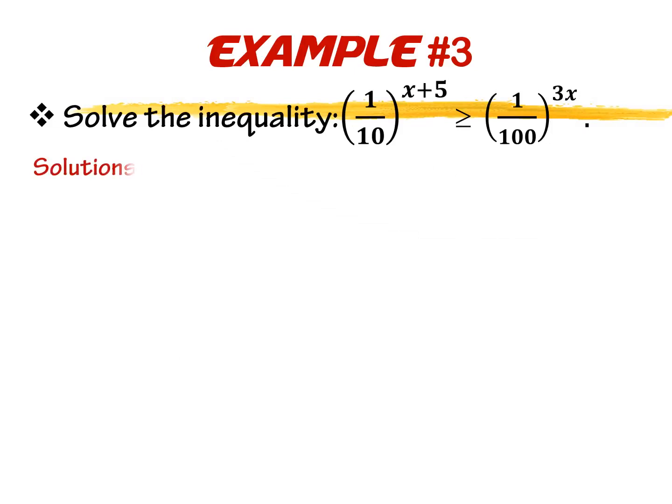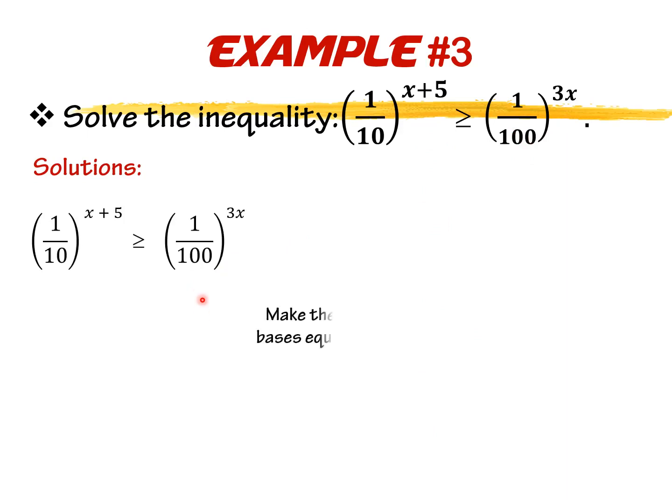Okay, let's have another example. Solve the inequality 1 over 10 raised to x plus 5 greater than or equal to 1 over 100 raised to 3x. First step is to apply the equal power rule, make the bases equal. So 100 can be expressed in terms of base 10, okay? That is equal to 10 times 10, or you can have 10 squared.